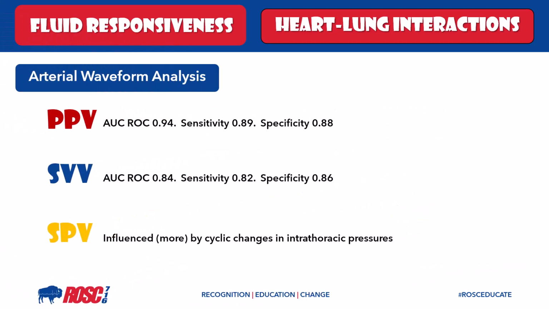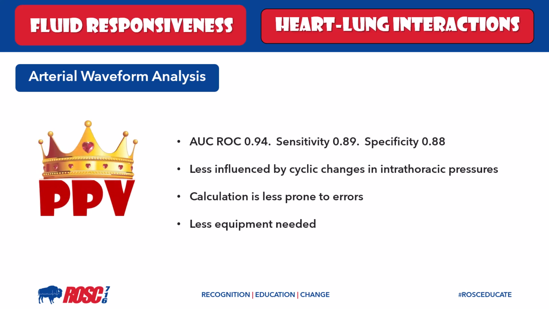Speaking of accuracy, third place goes to systolic pressure variation. Second place goes to stroke volume variation with a sensitivity of 0.82 and an area under the curve of 0.84. And then lastly, the winner goes to pulse pressure variation with a sensitivity of 0.89 and an area under the curve of 0.94. It's less prone to performance issues. It's a calculation, not a machine-based measurement. And best of all, less equipment is needed in comparison to stroke volume variation.